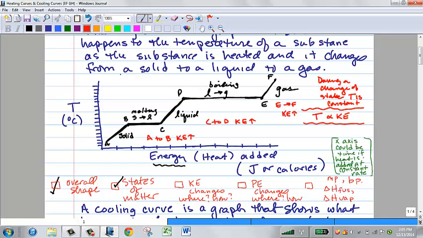So if you're asked where is the kinetic energy changing and how, you will always be looking for a portion of the curve where the temperature is changing. And if the temperature is going up, then kinetic energy will be going up too.